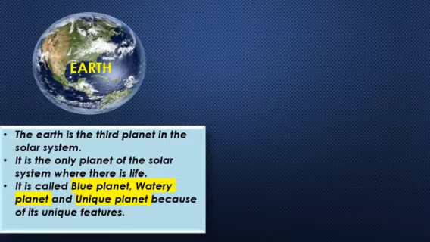Why is Earth called watery planet? The majority of the Earth's surface is covered by water. About 70% of the Earth's surface is covered by water in both liquid and frozen state. So, Earth is called watery planet.